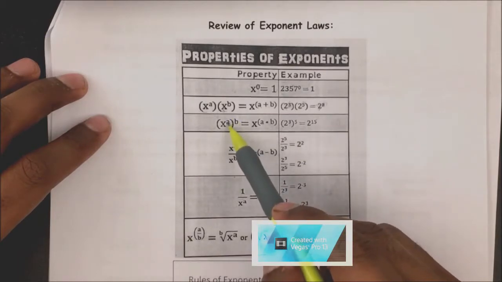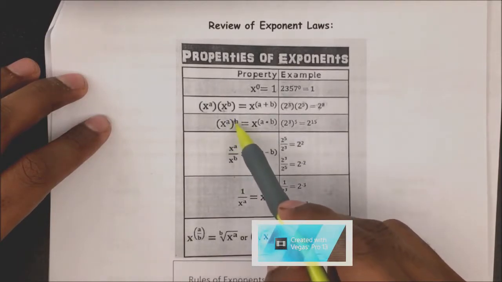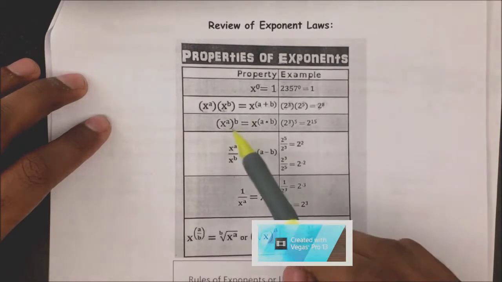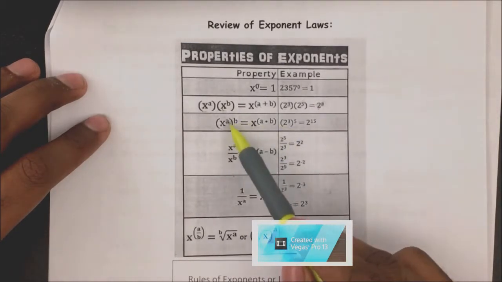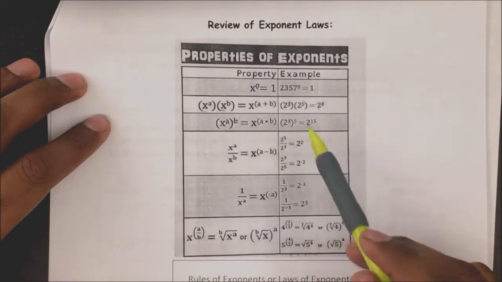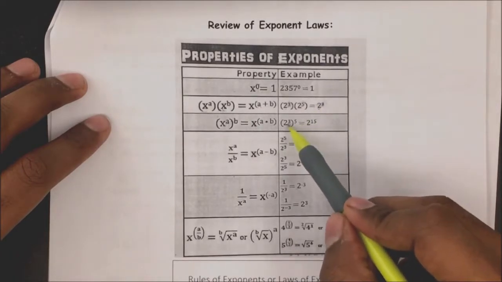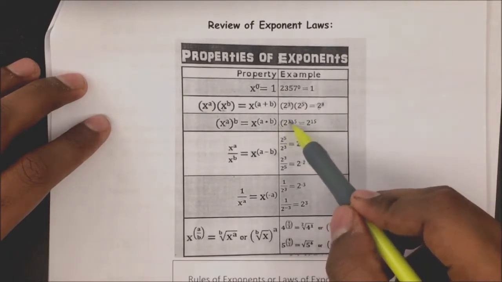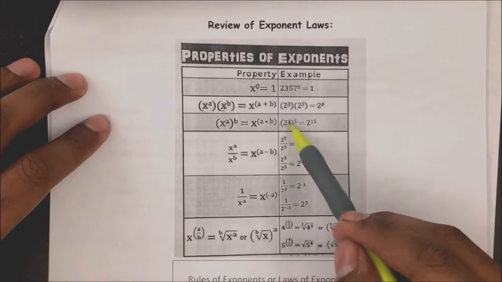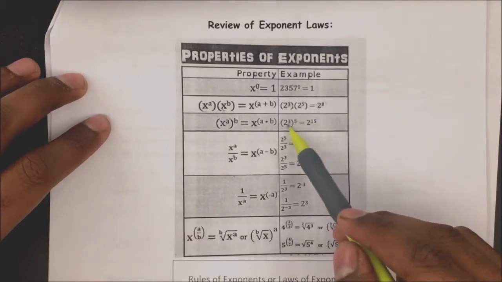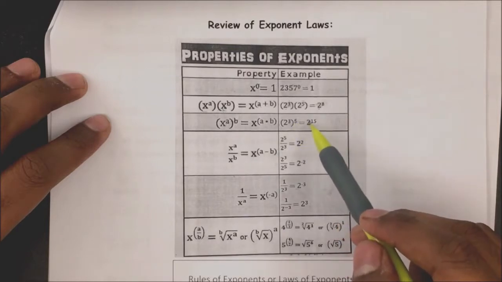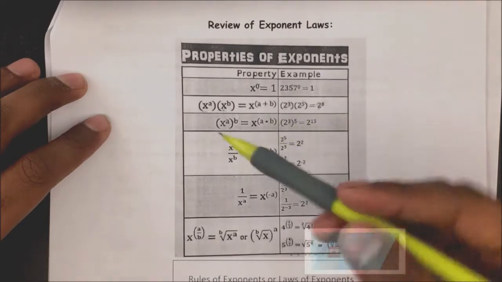And if you have an exponent on top of your base and then an exponent outside the brackets, you simply just have to multiply both exponents. And an example of this is 2 to the power of 3, bracket, exponent 5. Instead of manually doing this by hand, you could just simply multiply the exponents. So 3 times 5 is 15, right? So your answer would be 2 to the power of 15.